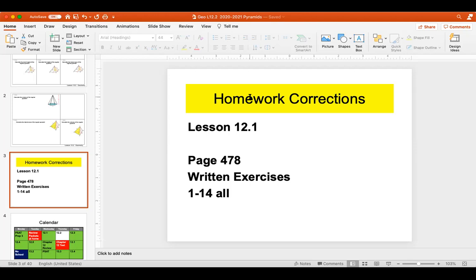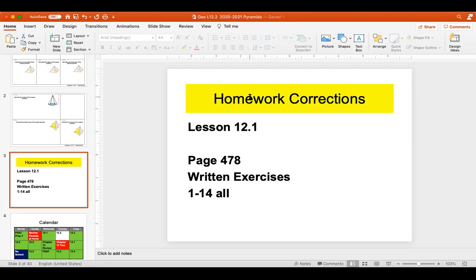Let's see. Number one, I'm going to call these off as the questions would appear. Lateral area is 40 units squared, and total area is 88 units squared, and the volume is 48 cubic units. Number two, lateral area is 2,400 square units. Total area is 5,400 square units, and volume is 22,500 cubic units.